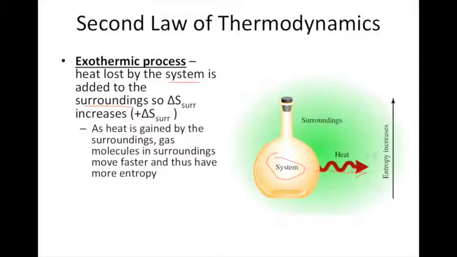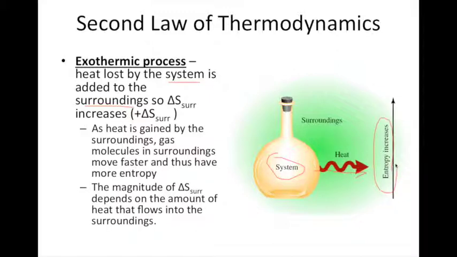So thus, the entropy will increase. So exothermic processes release heat into the surroundings, causing the entropy of the surroundings to go up. And of course, the magnitude of this entropy change depends on how much heat flows out. If a lot of heat flows out, you'll have a larger increase in entropy.